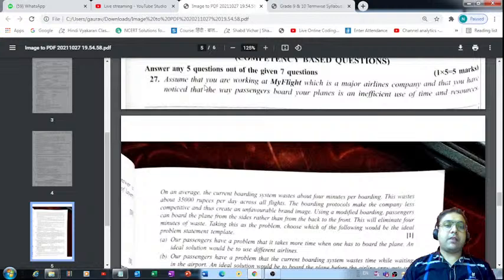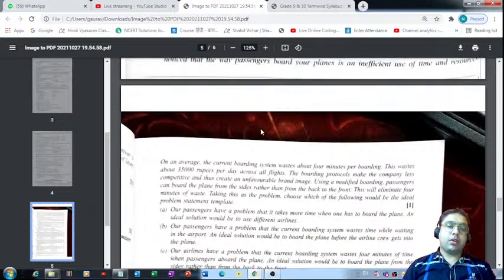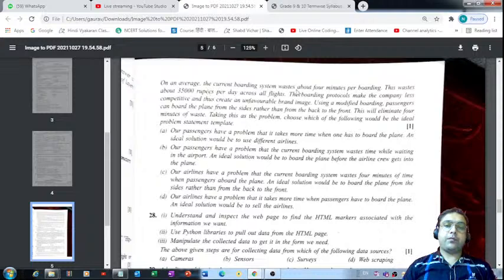It says, assume that you are working at My Flight, which is a major airlines company, and you have noticed that the way passengers board your planes is an inefficient use of time and resources. On average, the current boarding system wastes about 4 minutes per boarding. This weighs about 35,000 rupees per day across all flights. The boarding protocols make the company less competitive and hurt the brand image. Using a modified boarding, passengers can board the plane from the sides rather than from the back to the front. This will eliminate 4 minutes of waste. Taking this as the problem, choose which of the following would be the ideal problem statement template.